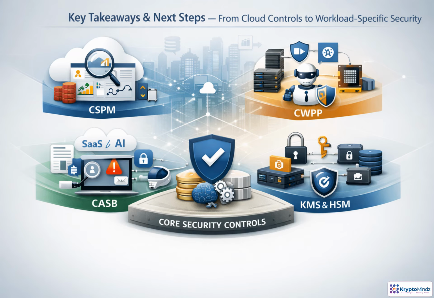Cloud security depends on durable controls working together. CSPM for posture, CWPP for running workloads, CASB for SaaS and AI governance, and KMS, HSM, and backups for trust and recovery. Together, they create the baseline needed to secure Kubernetes, AI workloads, and multi-cloud patterns with confidence.